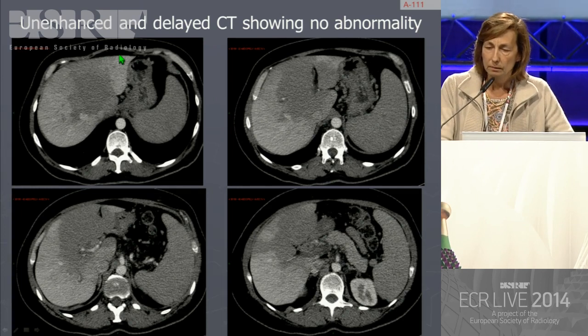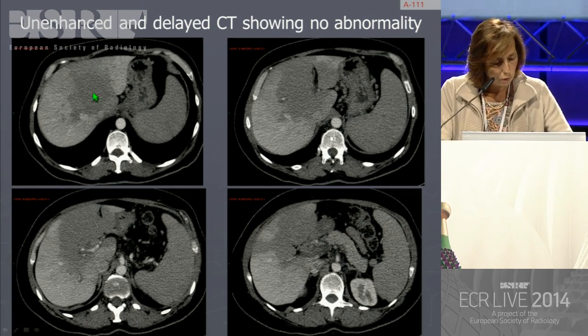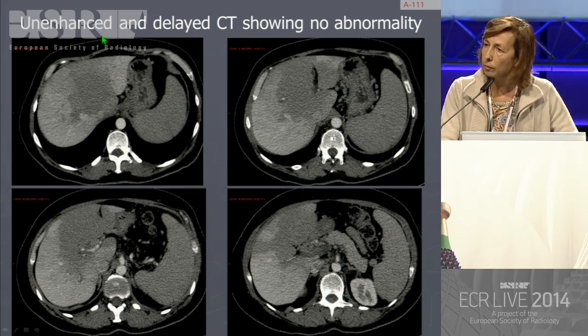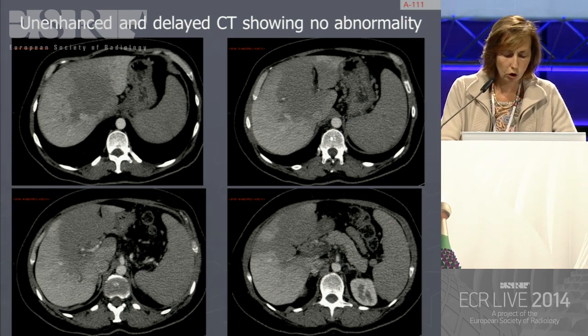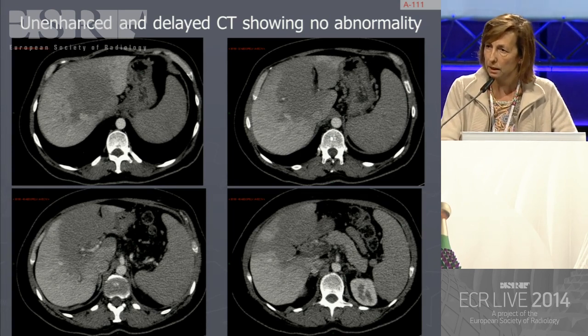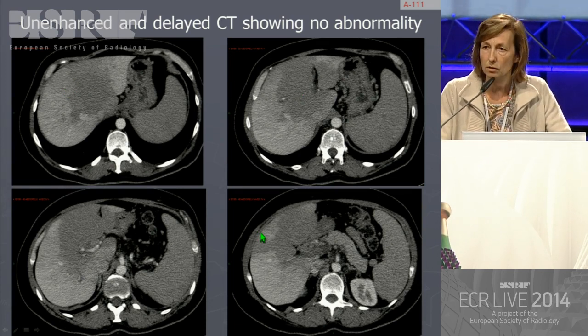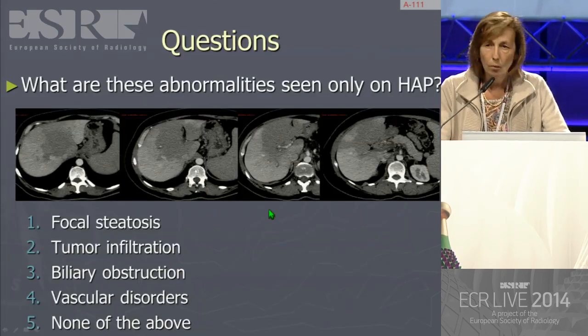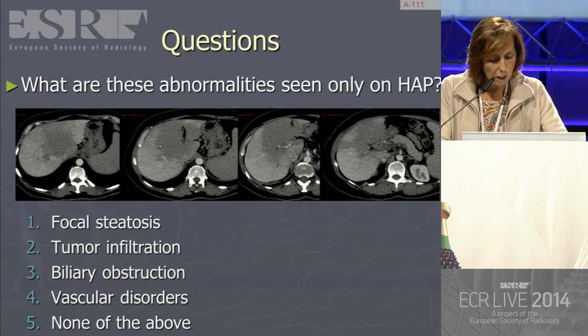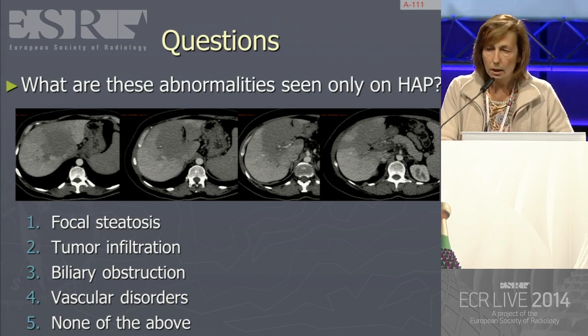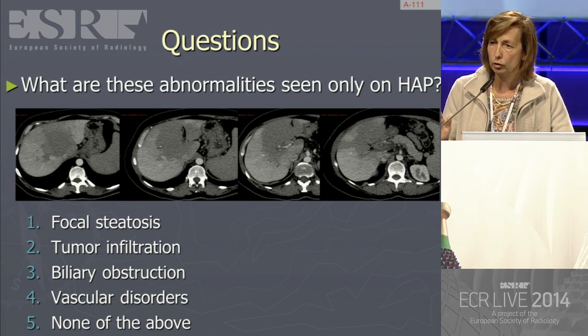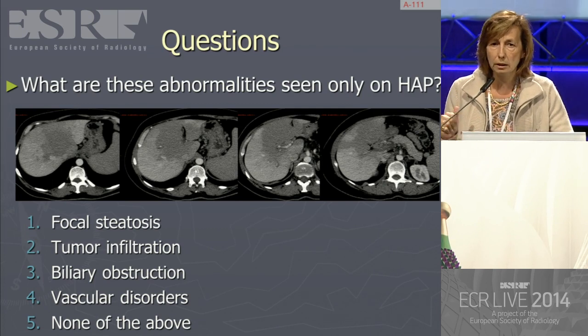This is another case. In this case, there was no remarkable findings on unenhanced or delayed CT. What we see here is differences in liver attenuation between the central liver and the peripheral one on all these different slices. Okay. So my question is, what are these abnormalities seen only on hepatic arterial phase? So no remarkable findings, liver appears normal on pre-contrast and on delayed phase imaging.